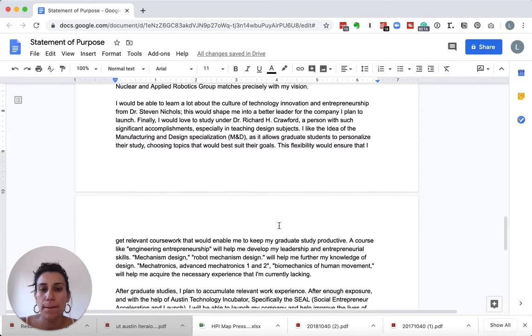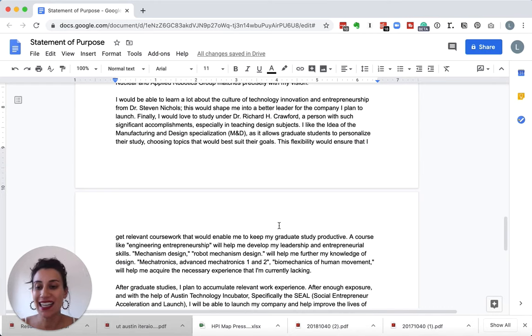So again, here I see a lot of name dropping, like you're naming professors, naming classes, but I want to know, why are these topics and why are these classes relevant to the actual goals you have for your career? So why is biomechanics important for you to be able to achieve the goals you want to achieve? And where you say, help me acquire the necessary experience that I'm currently lacking, what is it that you are lacking? What gap do you feel like you've had so far in your career? And how does this help you bridge the gap to the career you want to have?